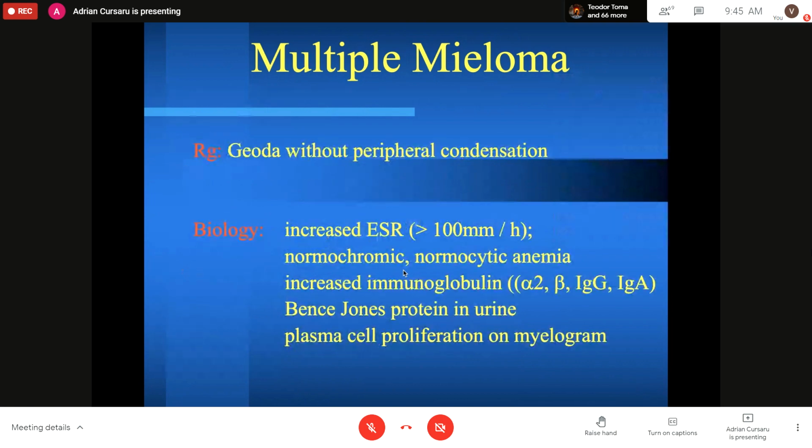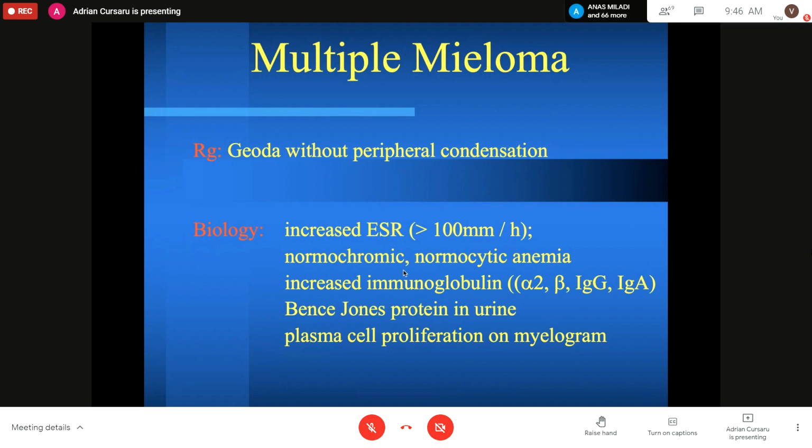It is specific for all the types of malignant tumors. But here you have an exception of biology, because you have some special analyses that are modified in that type of tumor, and we have increased immunoglobulin alpha 2, beta, immunoglobulin G and A. If we have that immunoglobulin increased, you should think that it could be multiple myeloma.